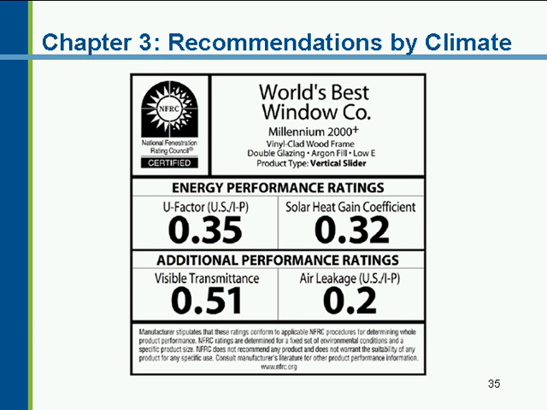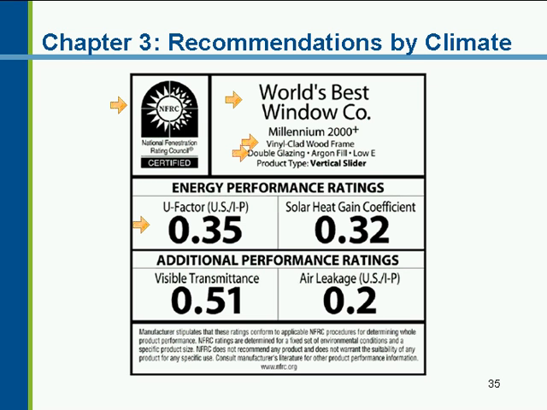Now let me show you the 4x4 NFRC label. The upper left has the NFRC logo, and the upper right has a description of the product. This particular one, for example, says it's a vinyl-clad wood frame, with double glazing, argon gas between the two layers of glass, and a low emissivity coating, which makes two panes of glass perform as three because it's got better solar control. The product type is a vertical slider.